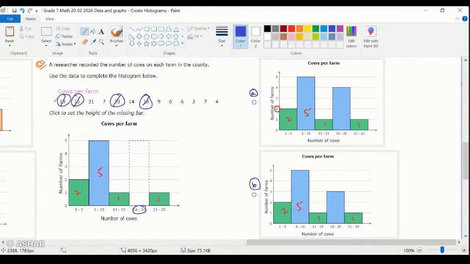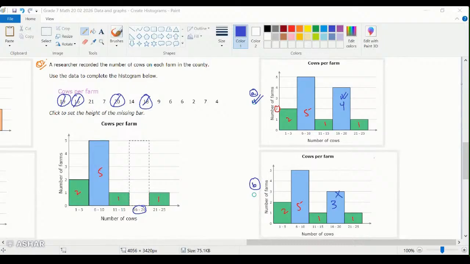So what should be the height? Yes, this height was 4. This was 3, and that's incorrect. This is the correct height for us. We say option A is the correct answer. Agreed? Let's try one more example.